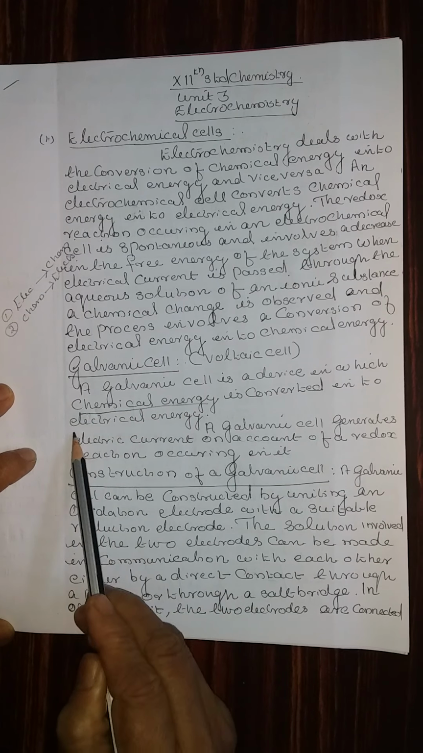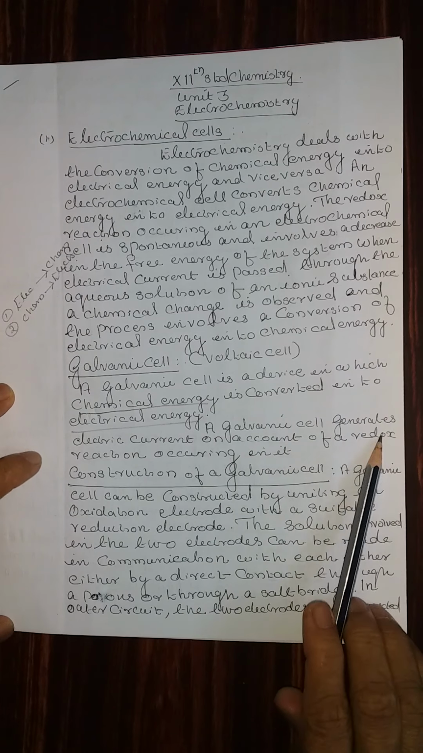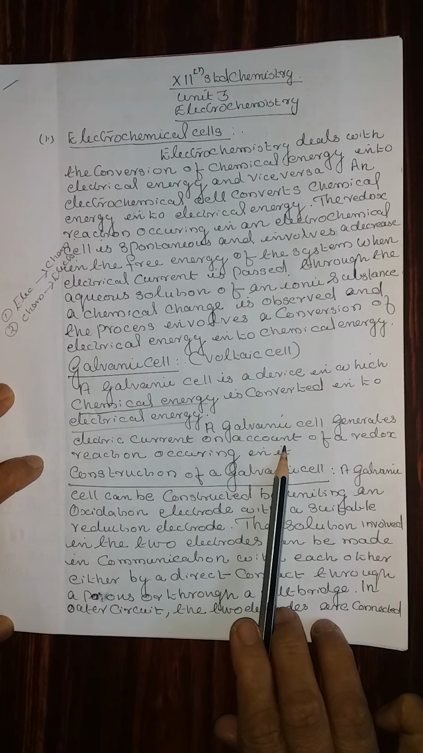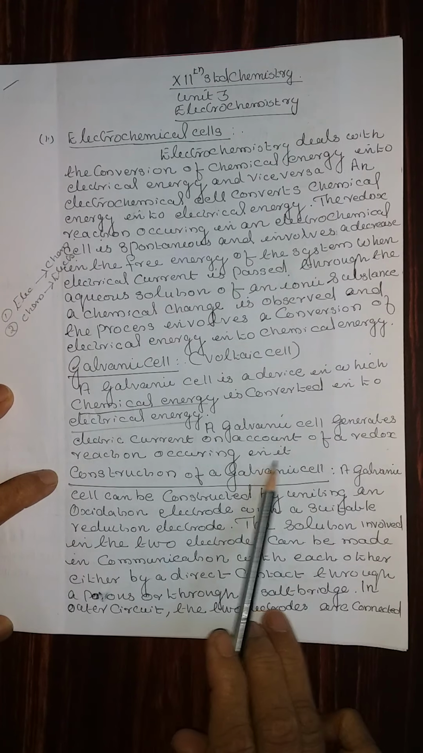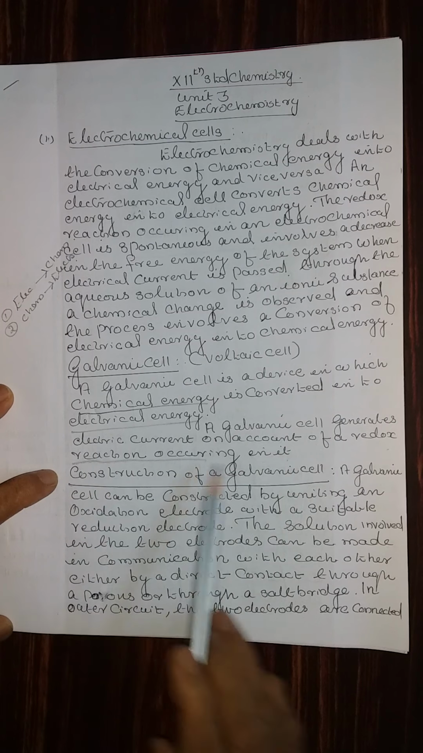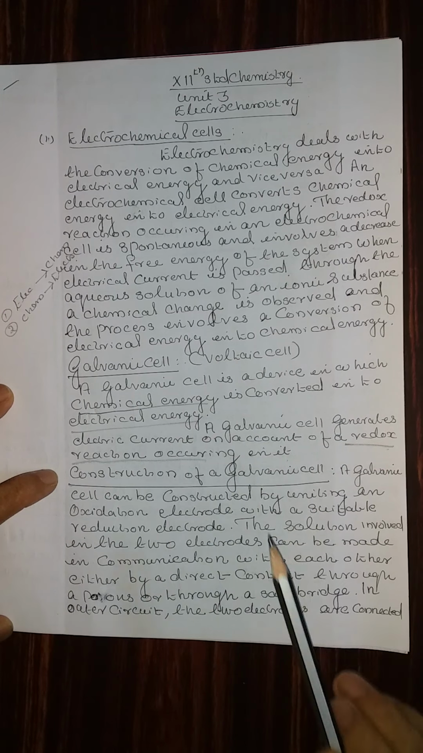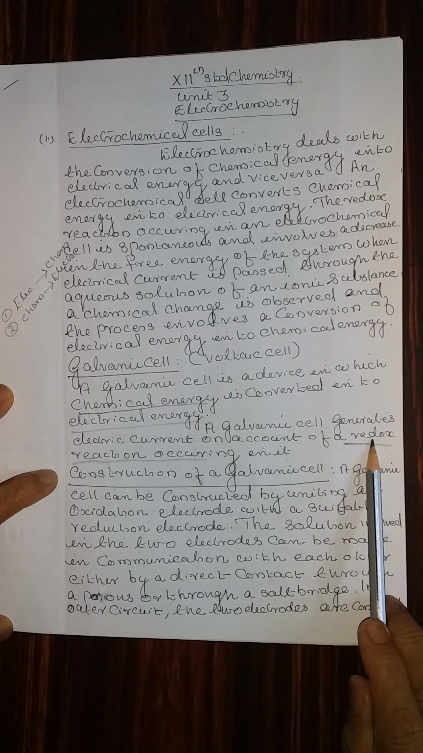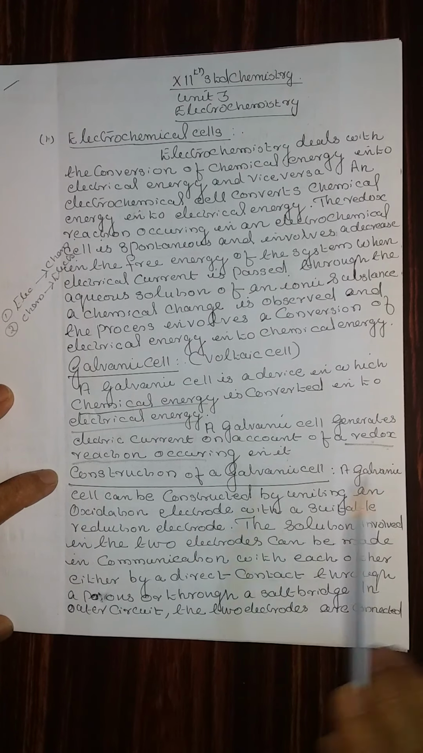Fill in the blank question can be asked. A galvanic cell generates electric current on account of the redox reaction occurring in it. Another fill in the blanks: redox reaction. That means the current is generated from a galvanic cell. The reason is redox reaction. That means oxidation and reduction take place.